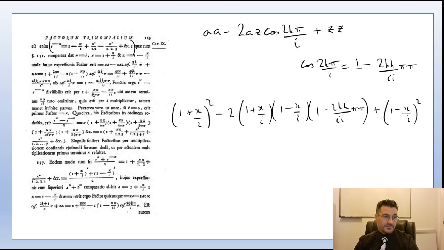Okay. Which, again, expand, simplify, and what we end up with is 1 plus, and also rescaling the factor if necessary, kkπ minus xx over II. So ubi autem terminus tuto omittitur quia est.